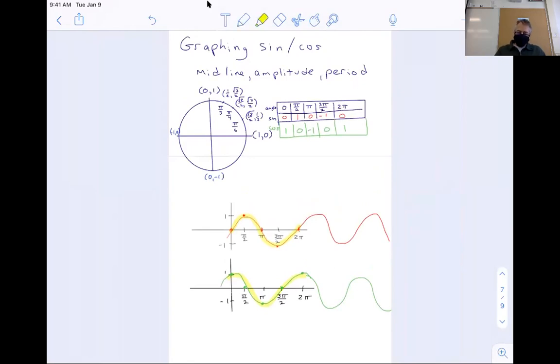So what we have here, these are like our parent functions, okay? Those are the basic sine and cosine graphs. Now, are there any questions on those before we start to look at how we might manipulate that at all?